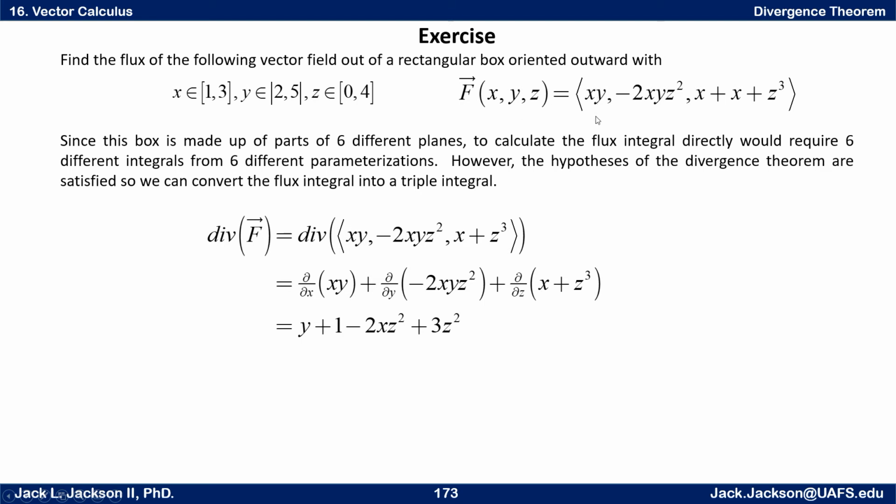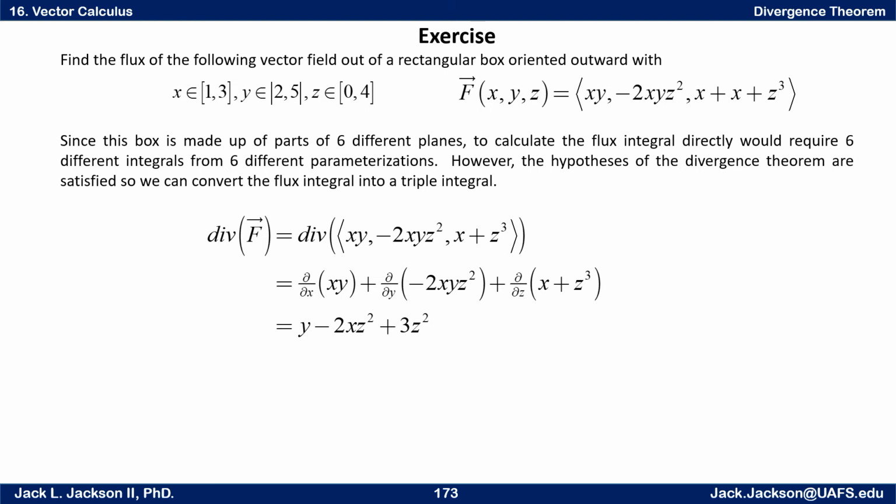So we take the partial derivative with respect to x in the first part. That's just y. Partial derivative of y with respect to y in the second part. That's going to be minus 2xz squared. I don't know where that 1 comes from. I think that's extraneous here. And the third part is the partial derivative with respect to z. That part's 0, and that part is 3z squared. So the divergence is the scalar function y minus 2xz squared plus 3z squared.